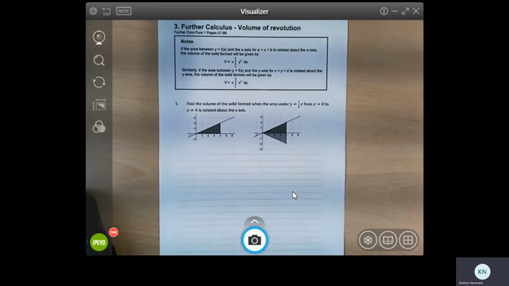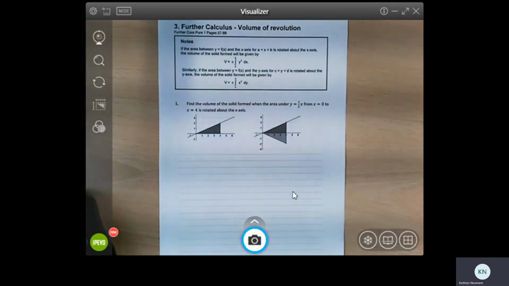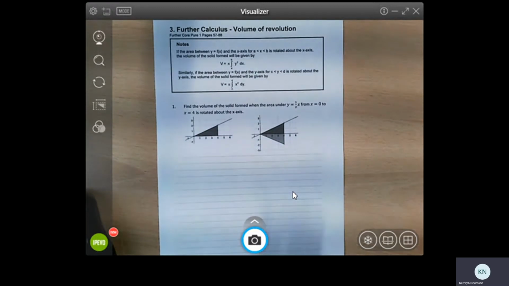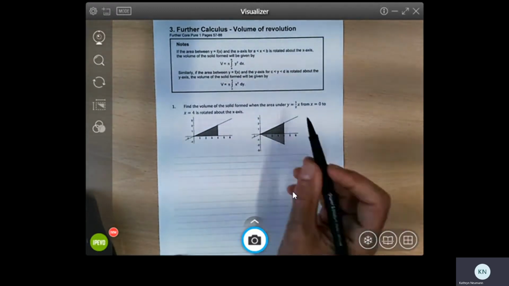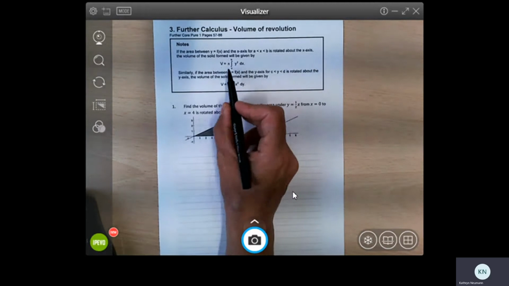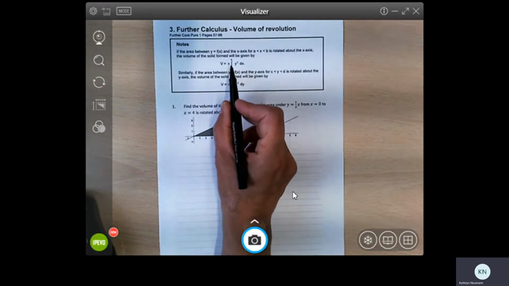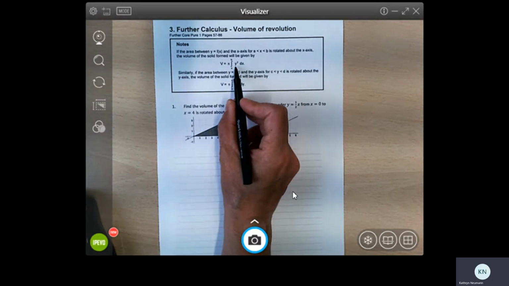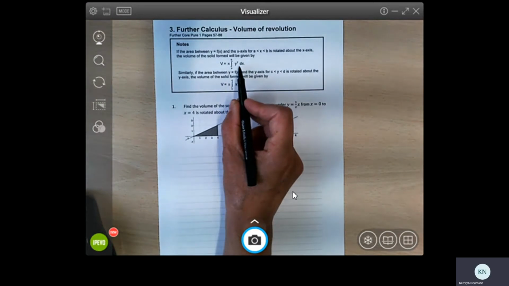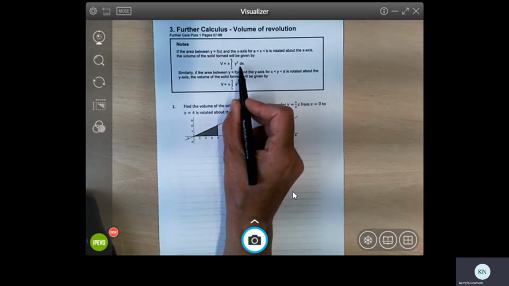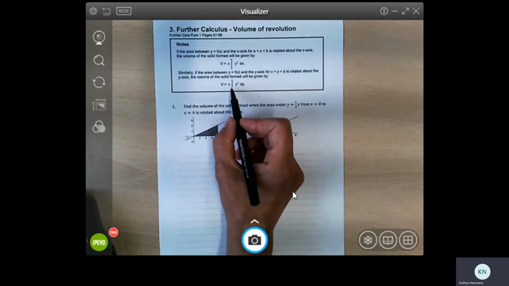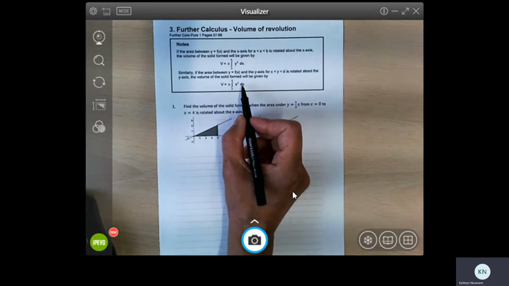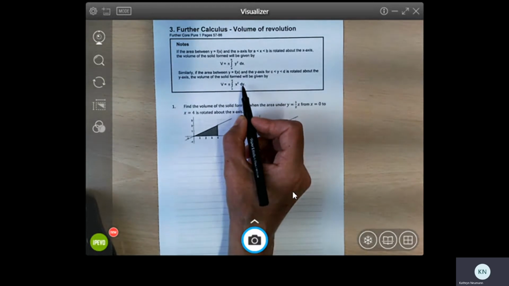Hello and welcome to the Core Pure 1 video on volumes of revolution. So we're given a formula here for the volume of revolution, and it's in your booklet. The volume of revolution of a curve is equal to pi times the integral of y squared dx if we rotate about the x-axis, and pi multiplied by the integral of x squared dy if we rotate about the y-axis.